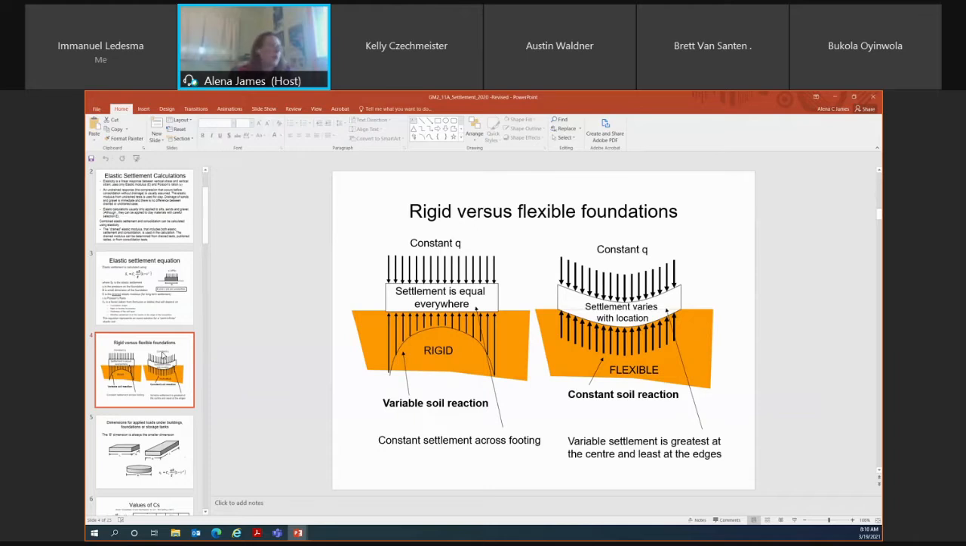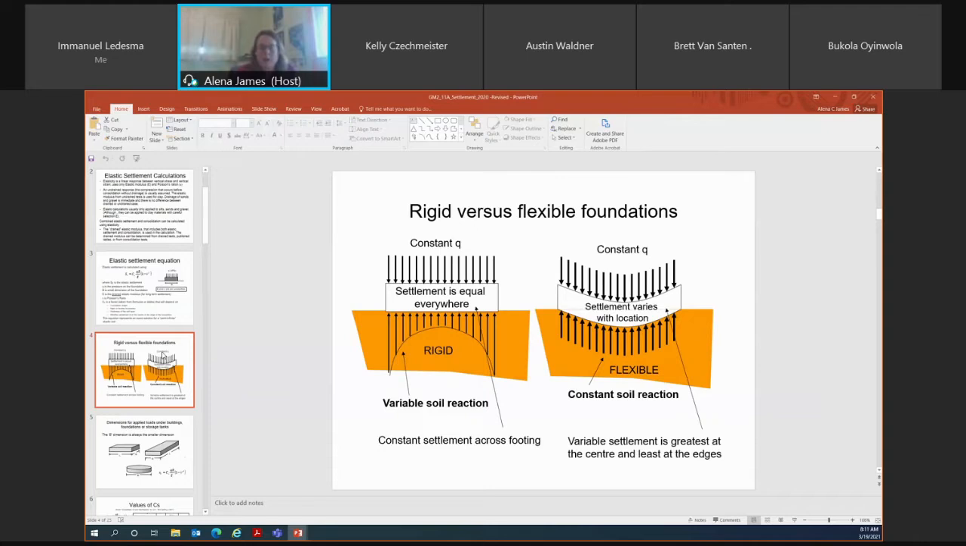This just shows you a rigid versus a flexible foundation. So the schematic on the left represents a rigid foundation. And with a rigid foundation, your settlement is equal everywhere. So for example, in a rigid foundation, you wouldn't have more settlement at the center of the foundation compared to the edges. Your settlement is equally distributed and your settlement is equal across the entire width of the foundation. That being said, you do have a greater stress distribution at the edges or the corners of your foundation compared to the center of your foundation.